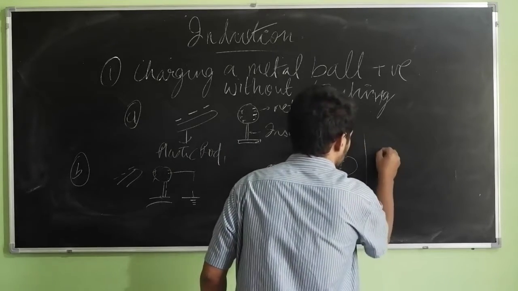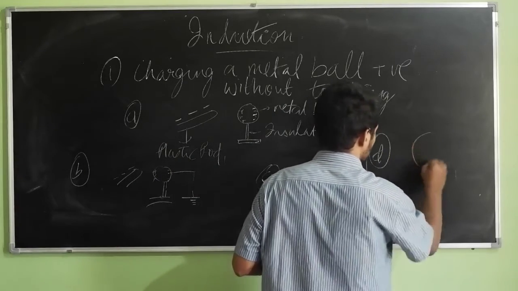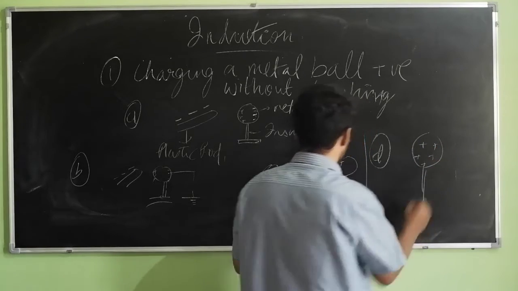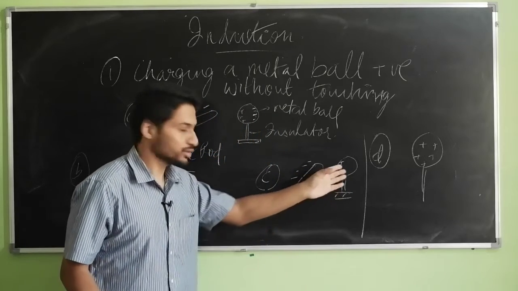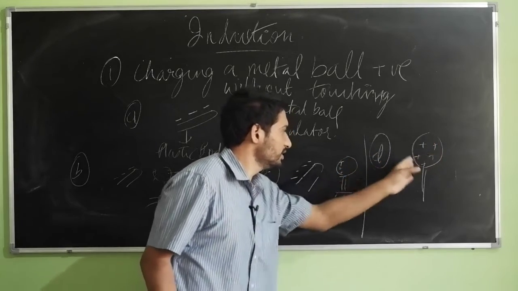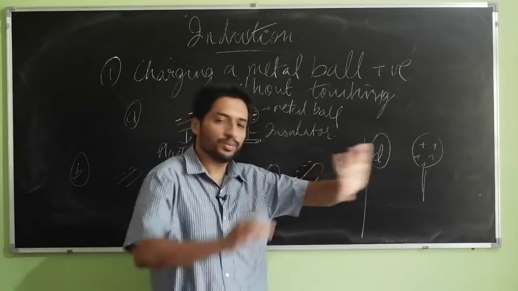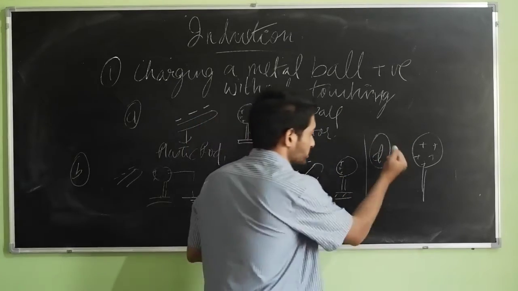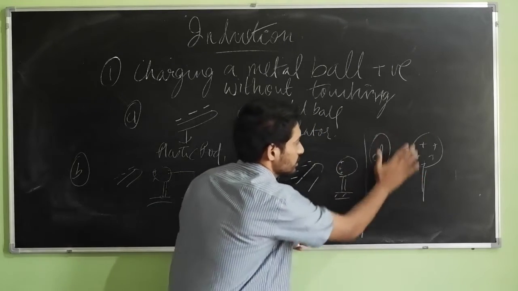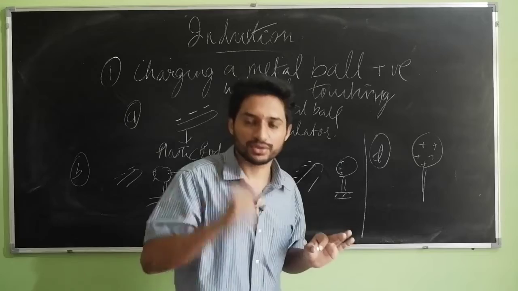In the last step, we'll remove the plastic rod, and hence we'll get positive charges everywhere, because there is nothing to attract them. The positive charges will redistribute themselves over the whole surface, with electrons moving over here, creating a positive charge all over the surface. So that's how I can charge the metal ball positive.